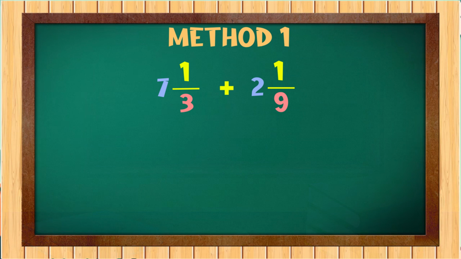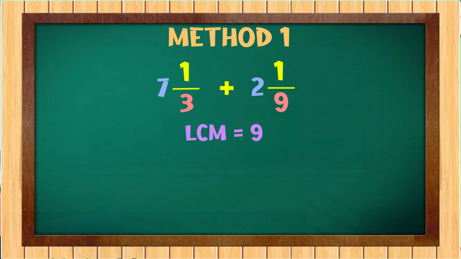So let's look at these two denominators. Is 9 a multiple of 3? Is there anything you can multiply by 3, which is the smaller denominator, to get 9? The larger denominator, which is 9, is a multiple of 3, because when we multiply 3 times 3, we get a total of 9. So therefore, the greater denominator, which is 9, is the LCM.